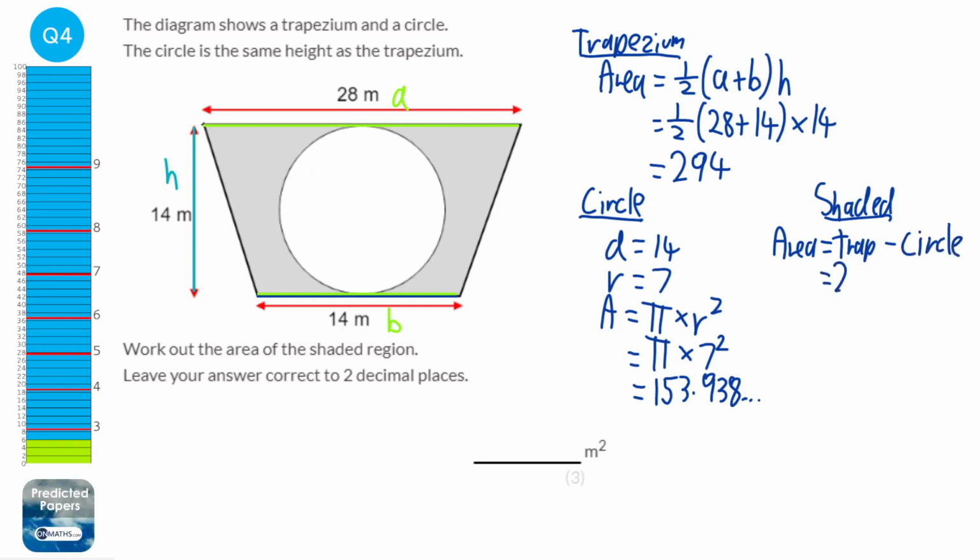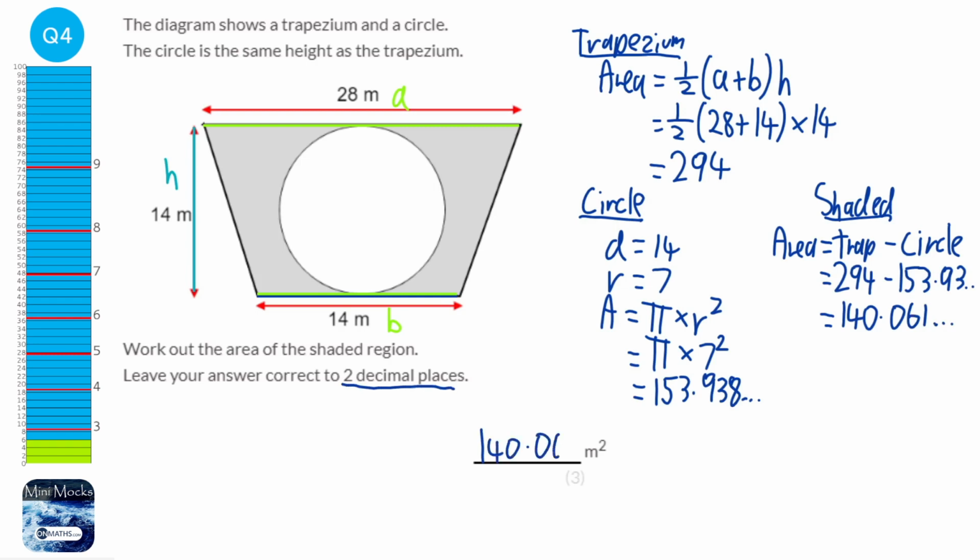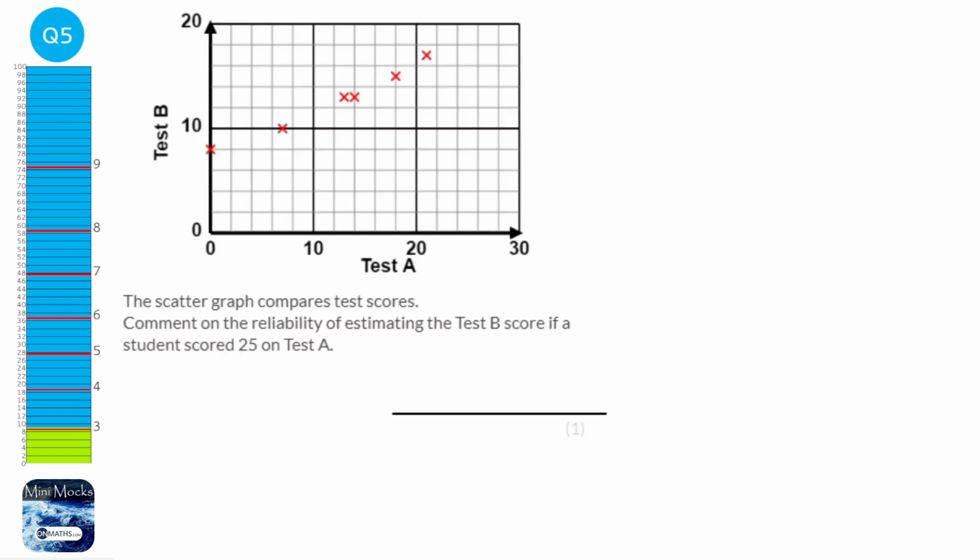So the trapezium's 294, the circle's 153.93 and so on, and when you do that you get 140.061 and so on. It says it wants it to 2 decimal places, so it would be 140.06.